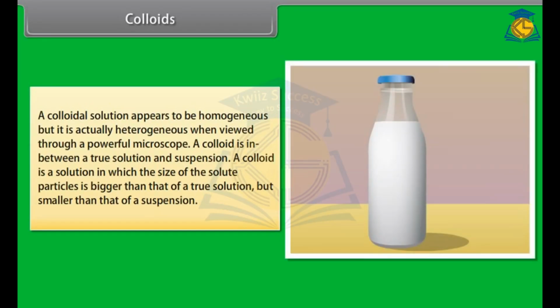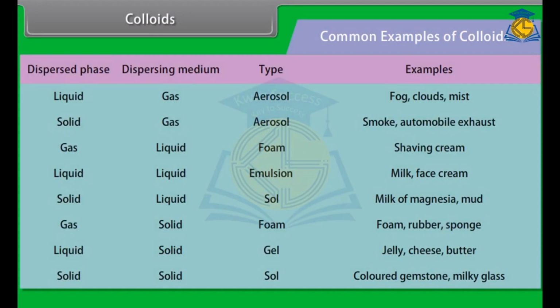Colloids. A colloidal solution appears to be homogeneous, but it is actually heterogeneous when viewed through a powerful microscope. A colloid is in between a true solution and a suspension. A colloid is a solution in which the size of the solute particles is bigger than that of a true solution, but smaller than that of a suspension. Some common examples of colloids.